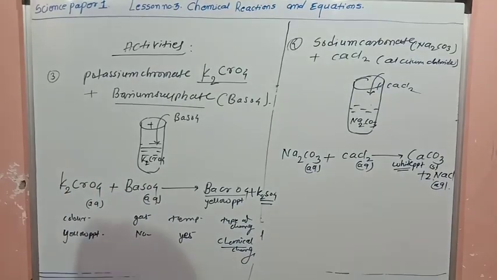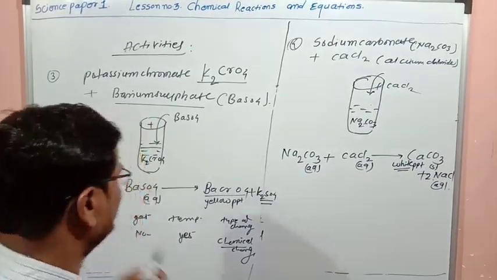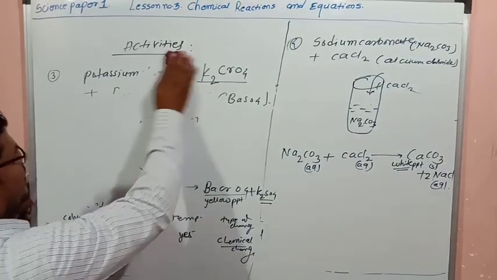And next, the fifth activity is there. In that you have to take phthalic anhydride.